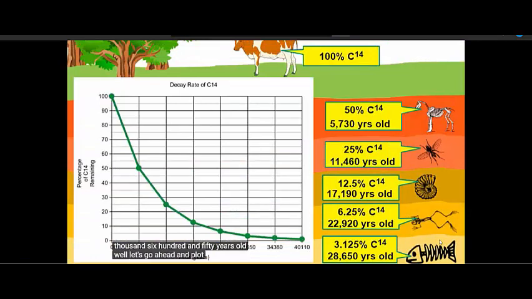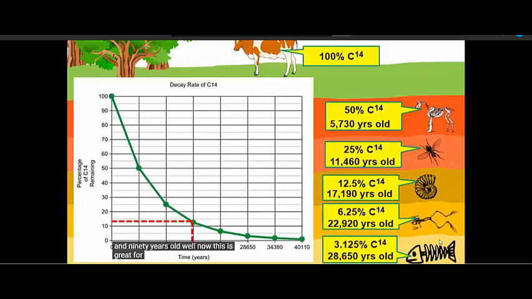Let's go ahead and plot this information in a graph. And what you see in the graph is exactly what we just talked about. If a sample has 50% of the carbon-14 remaining, it would estimate to be about 5,730 years old. If a sample has 25% of its carbon-14 remaining, it would estimate to be 11,460 years old. If a sample has 12.5% of its carbon-14, it would estimate to be 17,190 years old.